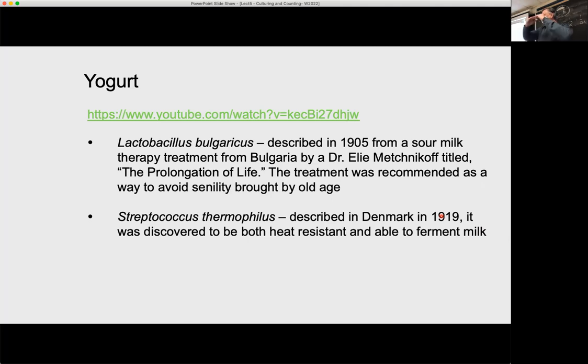So you heat milk up, and Streptococcus thermophilus will survive at around 50 degrees, so you can't kill it. So what you're doing is you're enriching the media for that bacteria. So you let it grow.